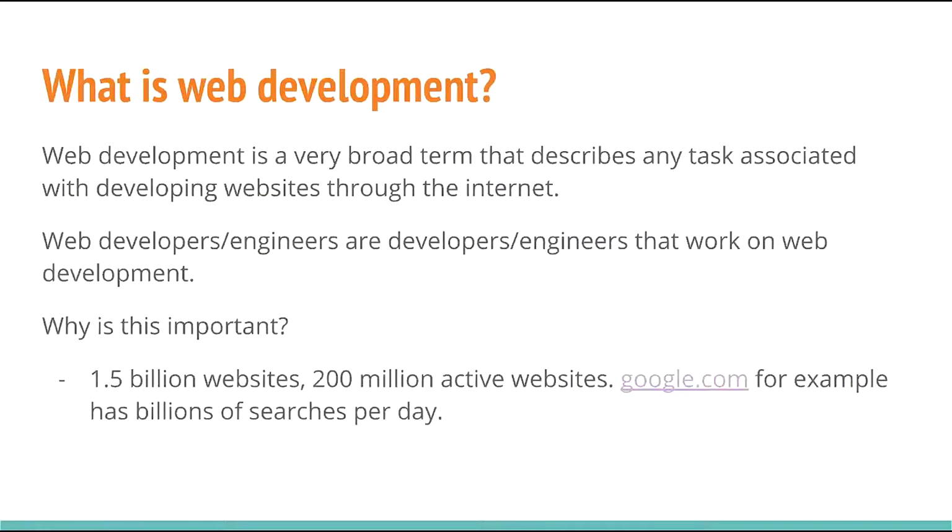Why is that important? Well, there are 1.5 billion websites. There's 200 million active websites. And Google, for example, gets billions of searches per day. And I bet you visit tons of websites and you don't even realize. You go to Google, you go to this next website, to this next website. Someone has to be managing all those websites. They're not just automatically created, and someone has to manage, maintain, update, create new content, create new features, and it's usually a pretty large team for a lot of these websites. So that's super important. There's millions of people that work on these billions of websites.